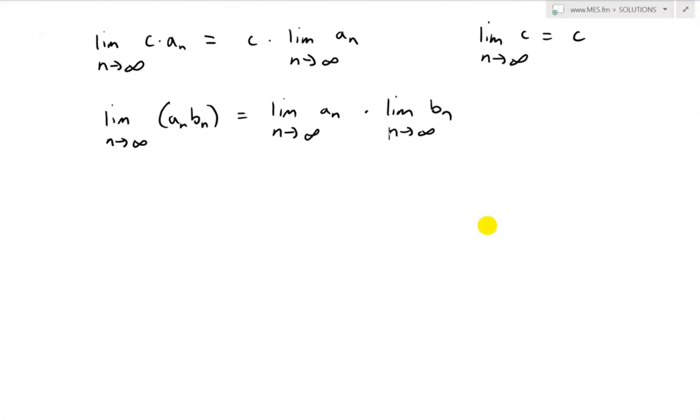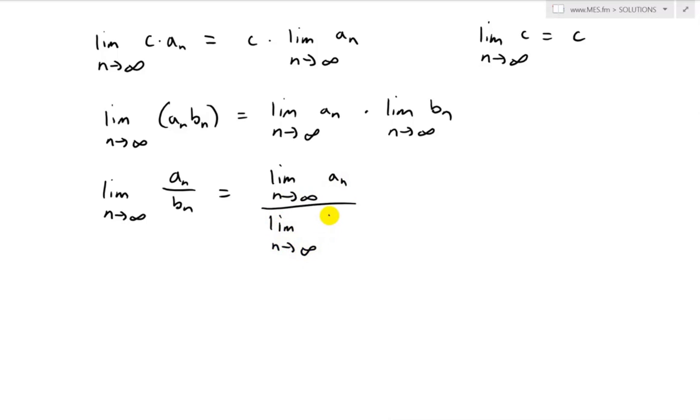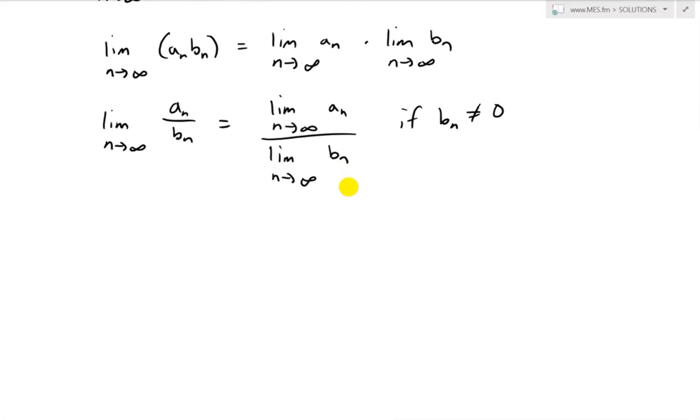And likewise for division, if we have the limit as n approaches infinity of an over bn, this equals the limit as n approaches infinity of an over the limit as n approaches infinity of bn. And this is if the limit of bn is not equal to 0, otherwise we'll have undefined, well, dividing by 0 goes to infinity, or can go to infinity. So we can't have that.